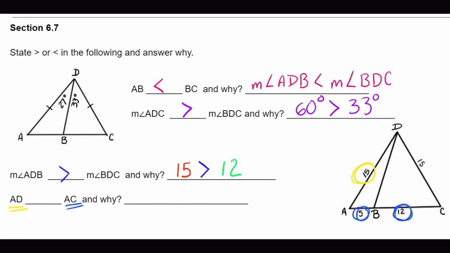So I marked AD in yellow and I marked AC in blue. This is a review of Chapter 1. Since the yellow segment is 15 and the blue segment is 15 plus 12, which is 27, then we know, since 15 is smaller than 27, that AD is smaller than AC.